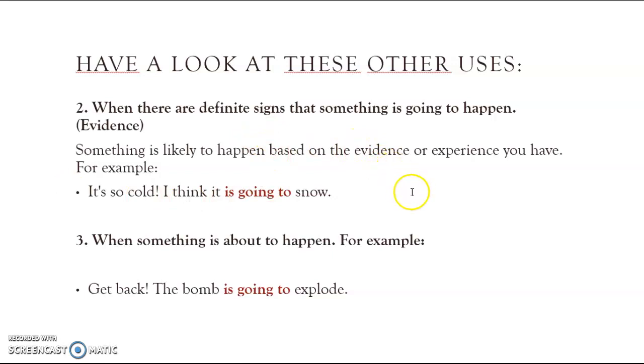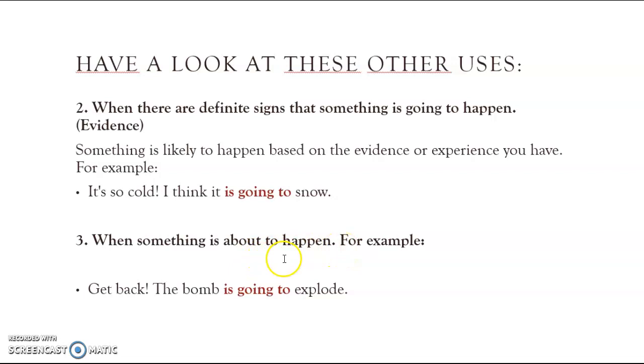Let's have a look at these other uses. Use number 2, when there are definite signs that something is going to happen. That is, when we have evidence that something is going to happen in the future. Based on this evidence or experience we may have, for example, it's so cold, I think it's going to snow. In this example, it's evident that the temperature is low, so we make a prediction and we say that it's going to snow.